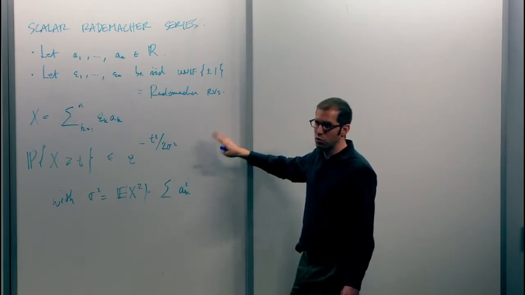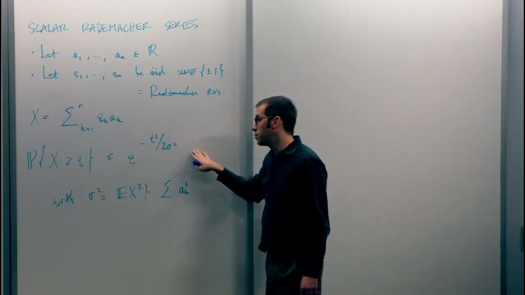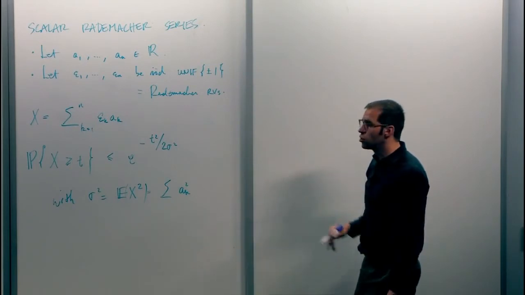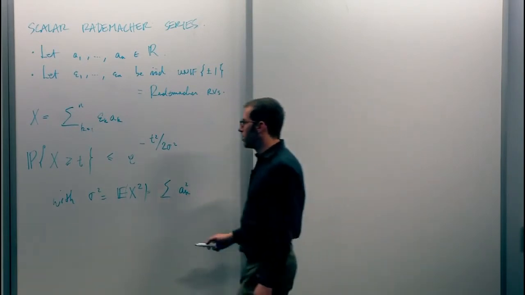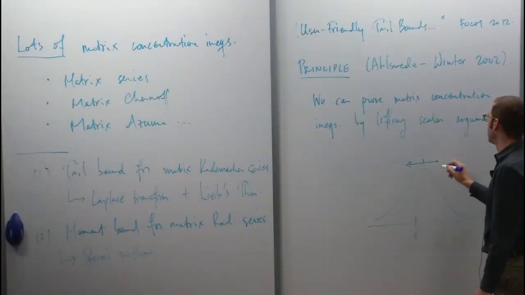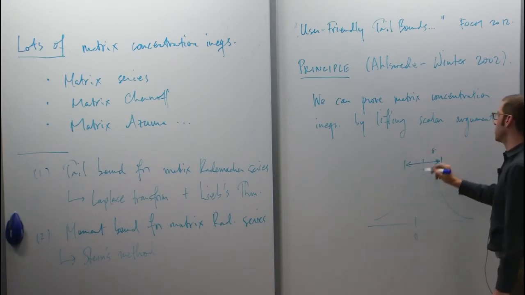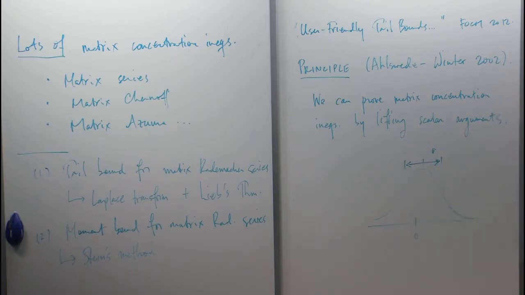And Cramér's theorem will tell you that, in fact, this estimate is more or less sharp asymptotically. So this is a good bound. And it says that this random variable looks like a Gaussian, centered around 0, and the width of the lobe is roughly sigma in each direction.